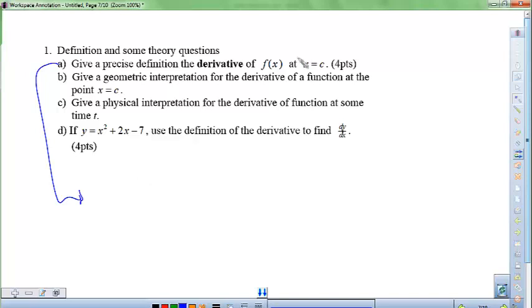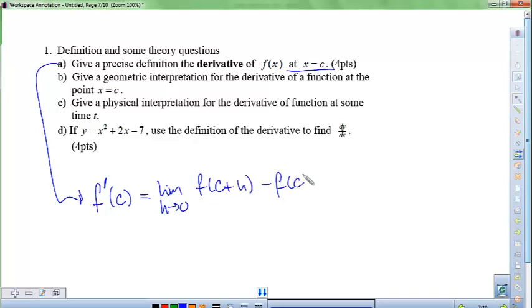So the derivative at a particular point. The notation for that is f prime evaluated at c. That brings you to the particular point. And that's equal to the limit as h approaches 0 of f of c plus h minus f of c divided by h.